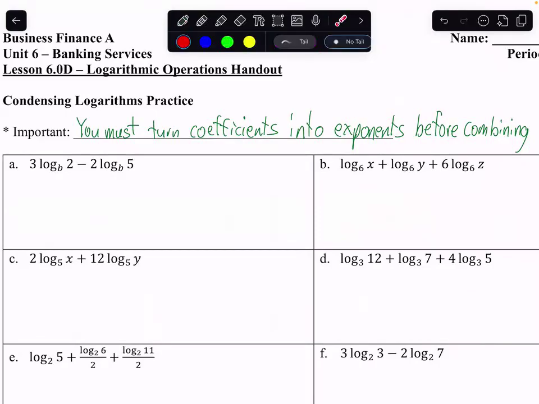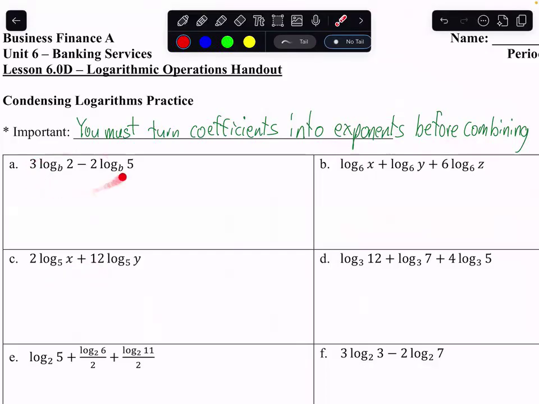So you cannot, for example, do 3 minus 2 is 1 or 2 plus 12 is 14. It doesn't work like that. Before you combine any 2 logs together, you look at each log one by one and get rid of any coefficients.